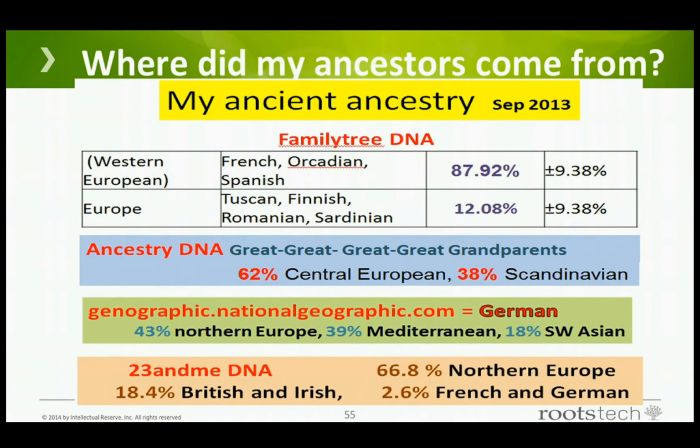Then AncestryDNA's old way of doing it, before they brought in the Sorenson Molecular Project, said I was 62% Central European and 38% Scandinavian. The Genographic project likes 42% Northern European and 39% Mediterranean, and 23andMe says 66% European, 18% British, and 2% French. So you look at them all together, they're sort of all over the map, right? But in general, there's a lot of European in there.